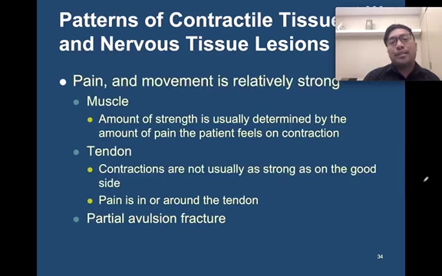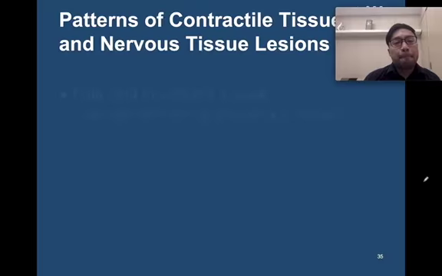The other one is pain and movement is relatively strong. So maybe you can check on the muscles, the amount of the strength of the muscle, the tendon, and of course, if there's some avulsion fracture. So remember, tendons connect muscle to bone. There may be a fracture and there's a chip of bone that is avulsed, or maybe a tendon in the finger. So there's an avulsion fracture. So you need to check on that.